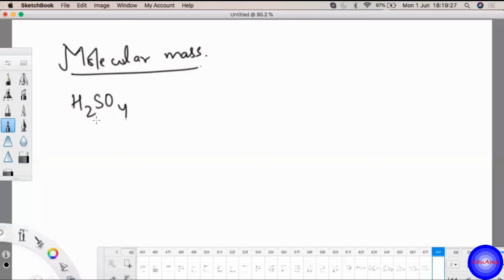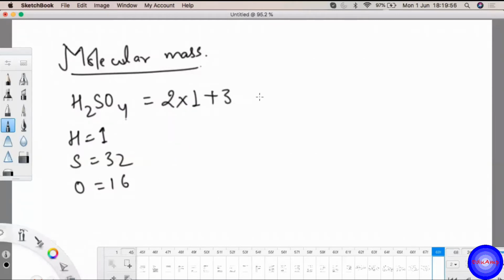If I want to calculate molecular mass of H2SO4, I need atomic masses of hydrogen, sulfur, and oxygen. H2SO4 is known as sulfuric acid. Atomic mass of hydrogen is 1, sulfur is 32, and oxygen is 16. So to calculate molecular mass of H2SO4, there are 2 hydrogen, therefore total mass of hydrogen will be 2 into 1. Plus there is 1 sulfur, that is 32. Plus there are 4 oxygen and each oxygen has 16 mass, therefore 4 into 16. If you calculate this, it will come 98.